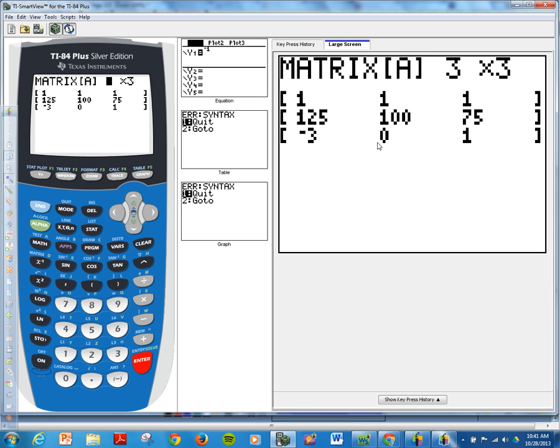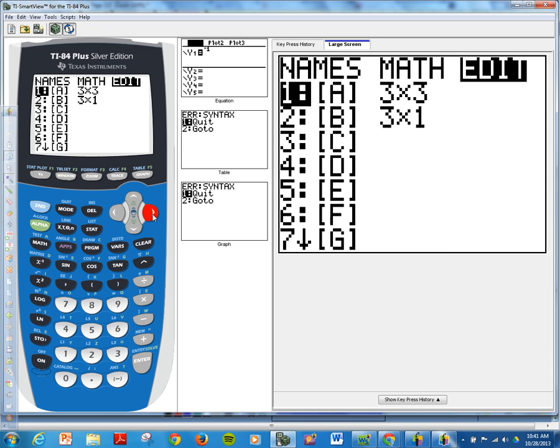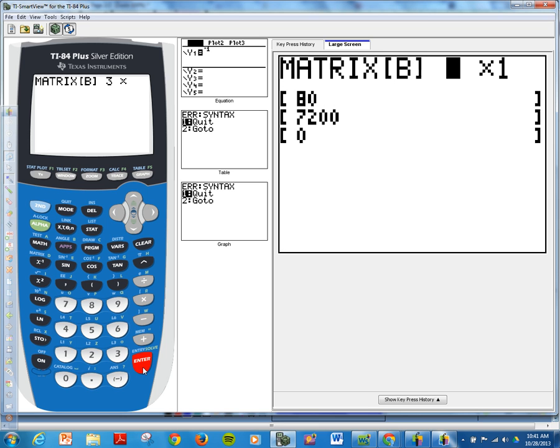No, you can go right to B. After you get A and B in, you have to go second mode. So we're going to go second matrix again, over to edit, down to B, and put that one in.